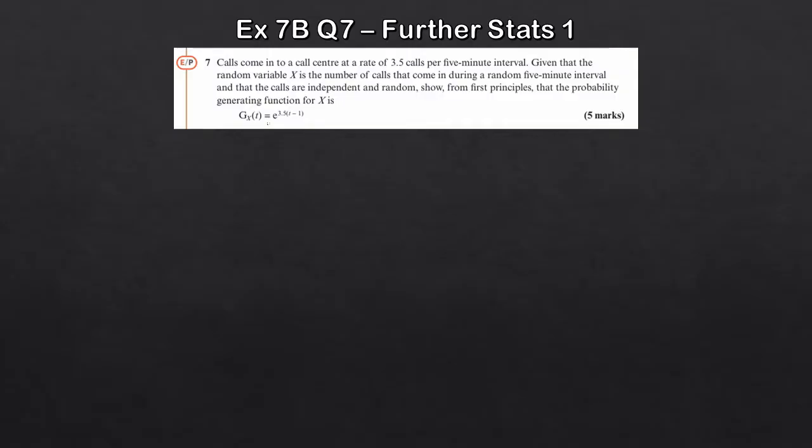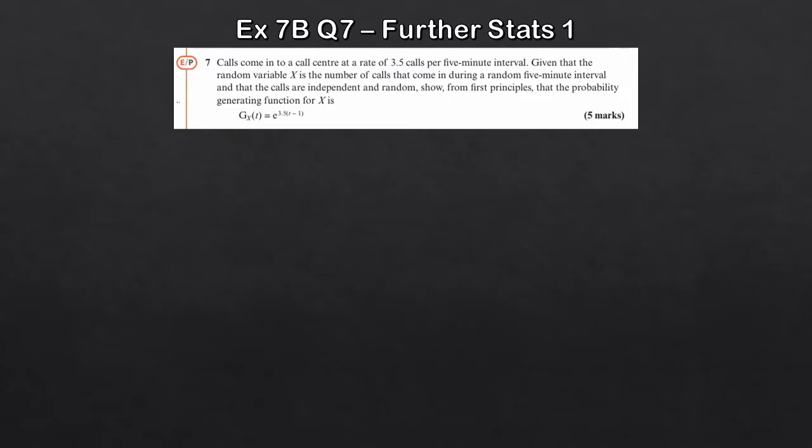So the first thing to try and figure out is what distribution this is. Now, you might be aware of what distribution it is from the probability generating function. If you've done enough practice with these kinds of questions, you'll recognise it straight away. But if not, read the question and see what it's telling you. So we've got calls coming in to a call centre at a rate of 3.5 calls per 5-minute interval. So that's the key bit, that we're looking at a time frame. So it's an interval of time. Because it's an interval of time, straight away it's got to be a Poisson distribution.